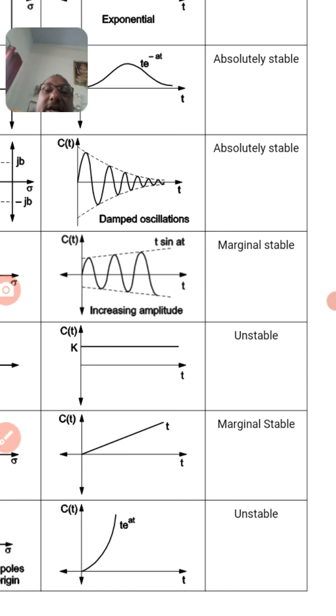This figure shows the output of the system. Here in an unstable system, at the last box you will find C of t is not bounded. It is increasing continuously and so it is not stable, it is unstable.